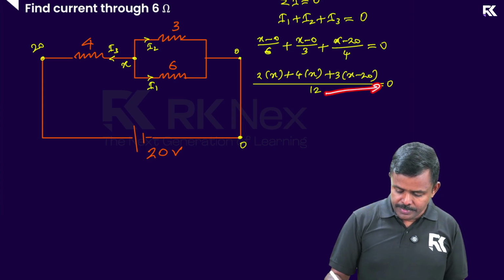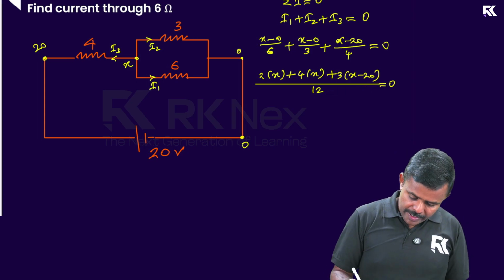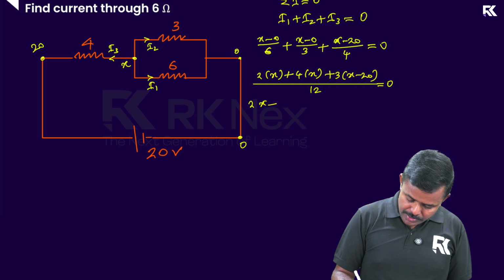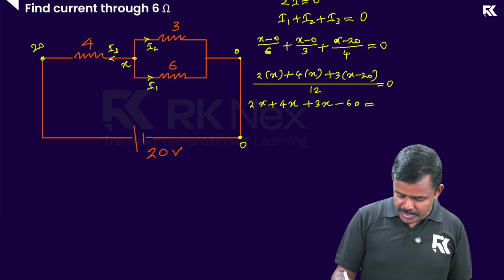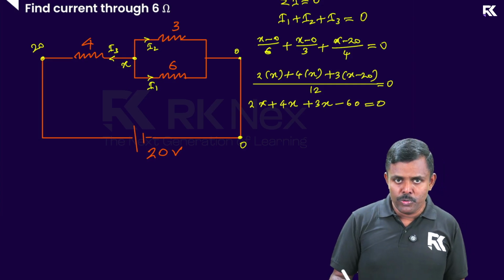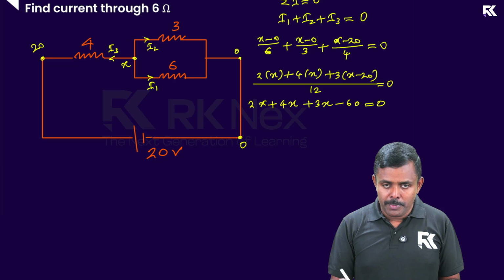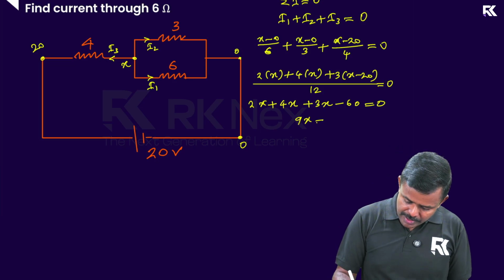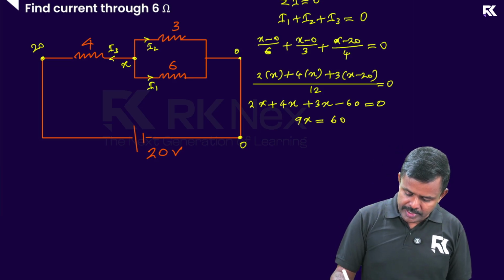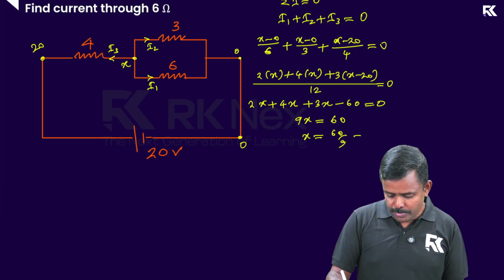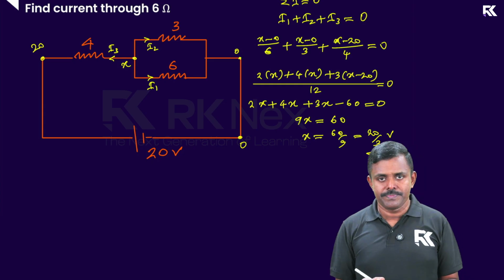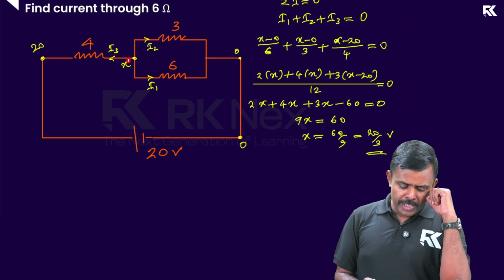Cross multiplying again. Expanding, I get 2 into X, 2X, plus 4 into X, 4X, plus 3 into X, 3X, minus 3 into 20, 60, is equal to 0. 2X plus 4X is 6X, plus 3X is 9X, is equal to minus 60 goes to the right side, it is 60. X is what now? 60 divided by 9, or it is 20 by 3 volts. Now I got the potential at this location.